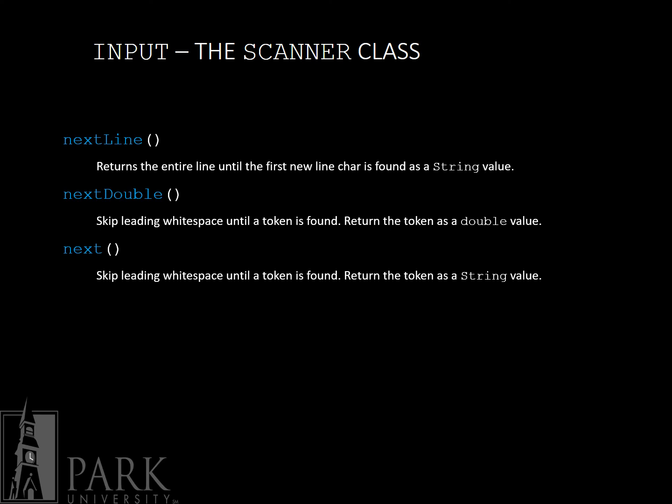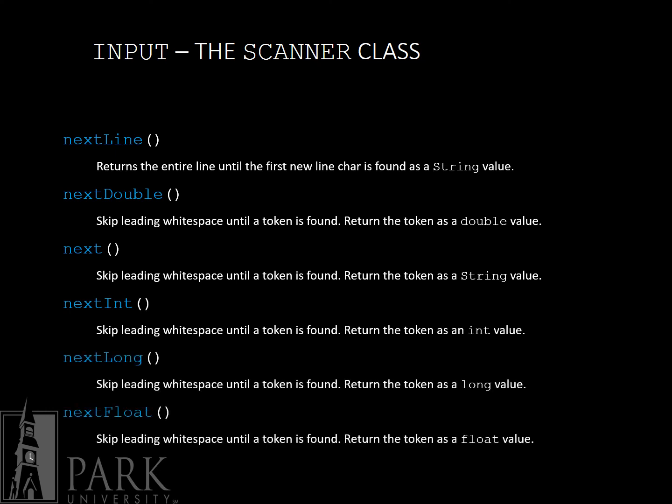You also have next, which will skip the leading white space until a token is found and return that token as a string value. Notice that that's different from nextLine. Also, we have nextInt, which is similar to nextDouble, and it skips the leading white space until a token is found, and then it returns it as an integer. And of course, we have nextLong and nextFloat as well. So you need to think about what you're asking the user to input and use the appropriate scanner class method to retrieve that information from the console.